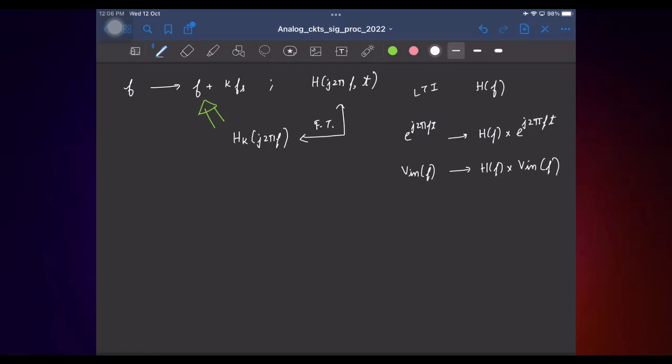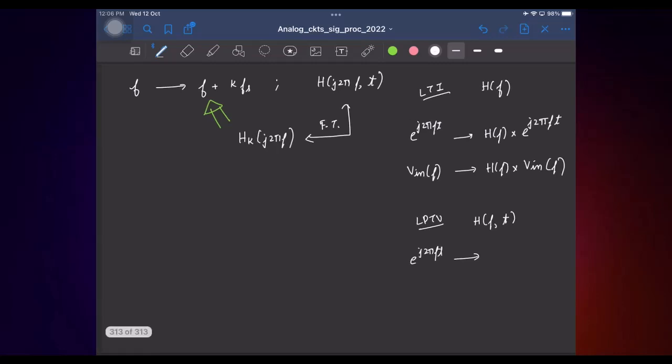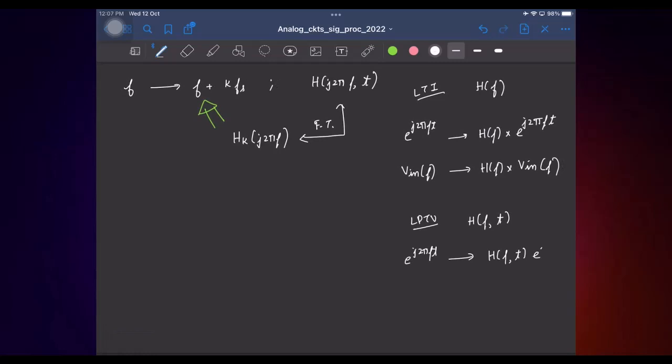This is for LTI. But if you have an LPTV network, the frequency response varies with time. Again, if you feed in a complex exponential, what do you get? The same thing multiplied by this time varying frequency response. But if you give an arbitrary input with a Fourier transform Vin of f, what will be the output? Yeah, we saw you use the Fourier series expansion, right? I mean, it might be tempting to say this is basically H of f comma t times Vin of f, but that is not the case, right? You use your Fourier series expansion and you will find this is basically summation over k of Hk of f minus k fs times Vin of f minus k fs. Okay, so please bear that in mind.